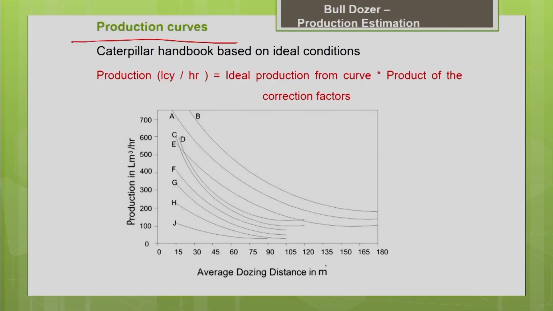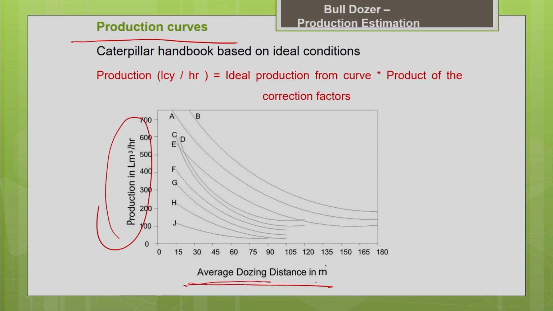Say, for example, the Caterpillar handbook. If you look into it, you can see these production curves are supplied by the manufacturer for different models. You can go through the handbook, and also in some literature like the textbook by Peurifoy, you can find that these production curves are available. These are just some schematic lines to show the trend.